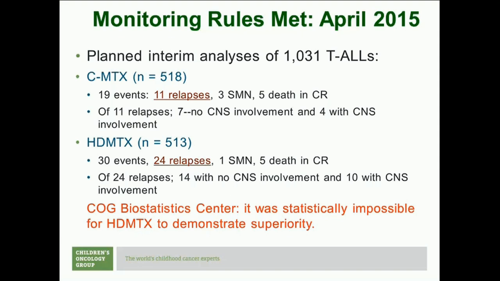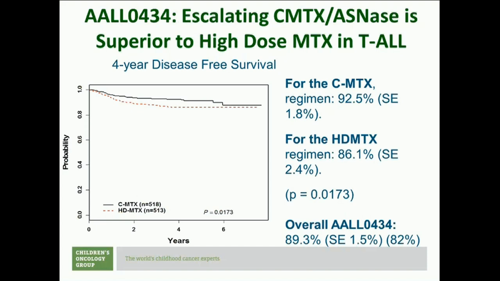So 24 relapses, 1 second malignancy, 5 deaths in CR, and of the 24 relapses, 14 with no CNS involvement, 10 with CNS involvement. So at that point, COG by Statistics Center said it was statistically impossible for high-dose methotrexate to demonstrate superiority. So we stopped that arm.